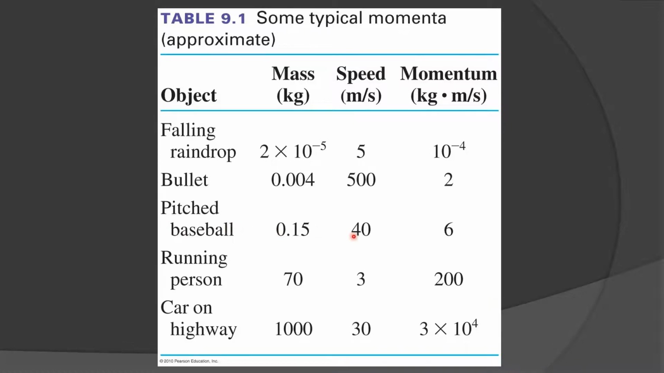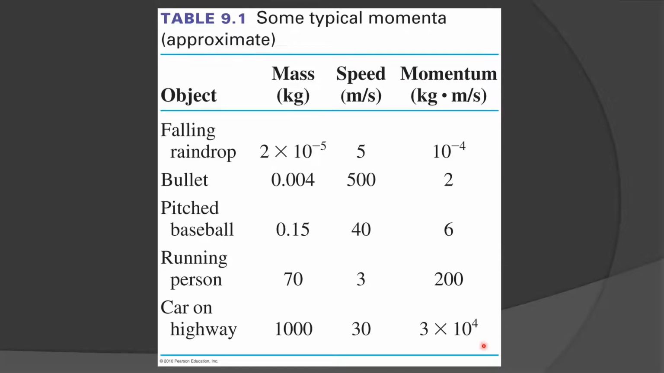So for example, a pitched baseball at 40 meters per second, it's about 80 miles per hour. So that's fairly fast. It has a momentum of 6. In comparison, a bullet, which is traveling much faster, only has 2. So the pitched baseball has 3 times more momentum. Now, if you were given the option of getting hit with a pitched baseball or a bullet, there's no question you would take the baseball. So this is an example of how just knowing momentum doesn't really describe the outcome of a situation. There's a lot of little detail that's important.